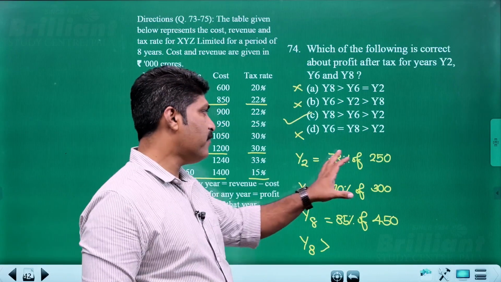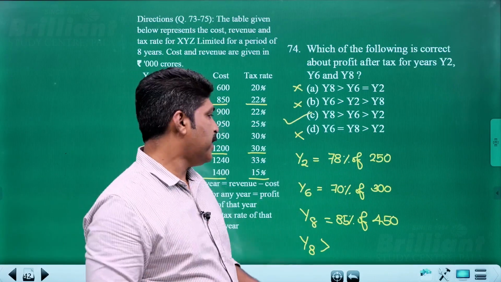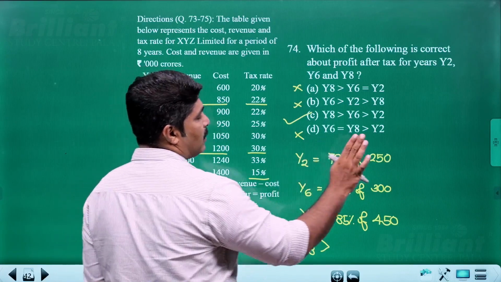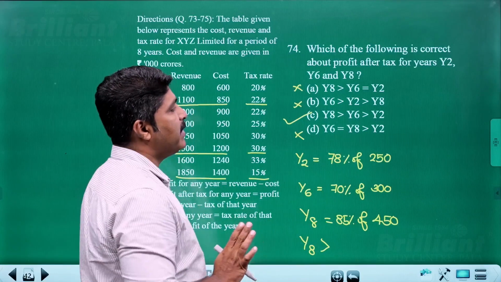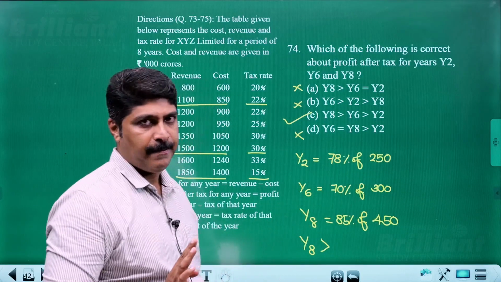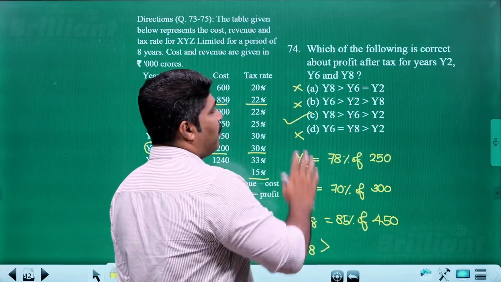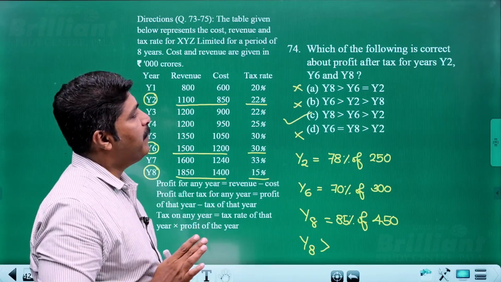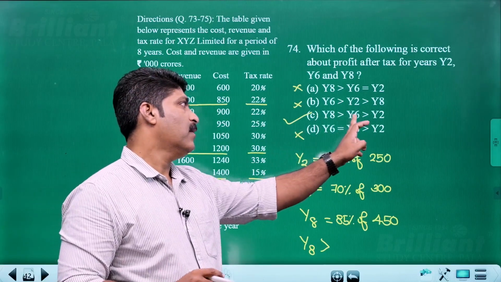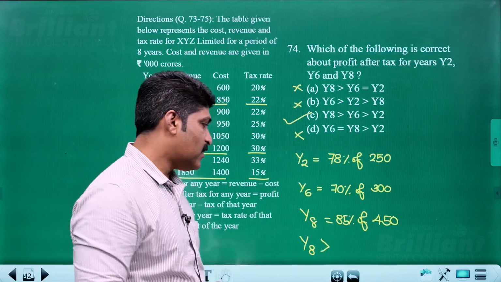That means here we don't need to do the calculation. Even if we do the calculation, it's not a big issue here. You can easily catch it. What are these values here? This is 250 into 78 for Y2, and this is 70 into 300 for Y6. We just multiply them. So from here, we can conclude this option: Y8 is greater than Y6, which is greater than Y2. So easily we can catch this one.